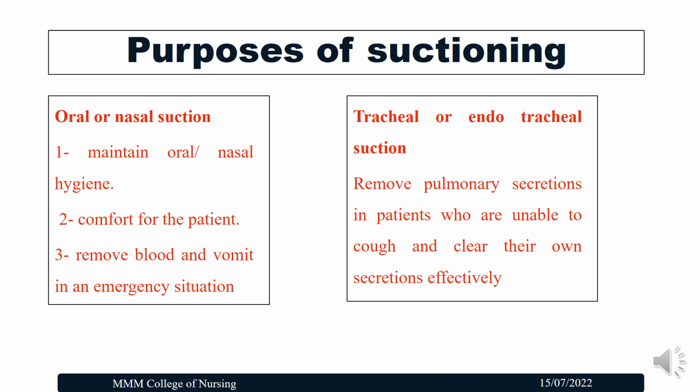Purposes of suctioning. The oral or nasal suctioning can be done either to maintain oral or nasal hygiene, to provide comfort for the patient, or to remove any blood or vomit in an emergency situation. On the other hand, the tracheal or endotracheal suction is used to remove pulmonary secretions in patients who are unable to cough and clear their own secretions effectively. When there are thick tenacious secretions present in the lower respiratory tract, in the trachea or the bronchi, tracheal or endotracheal suction can be used to remove such secretions.